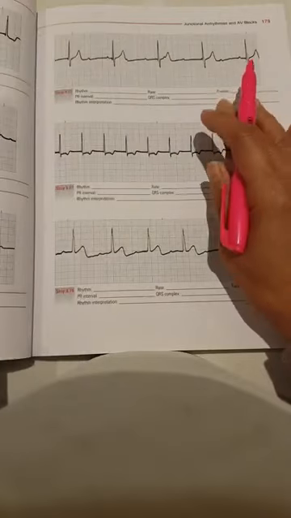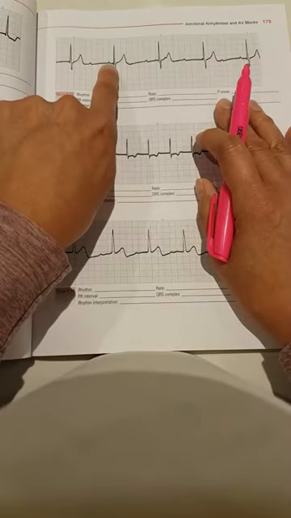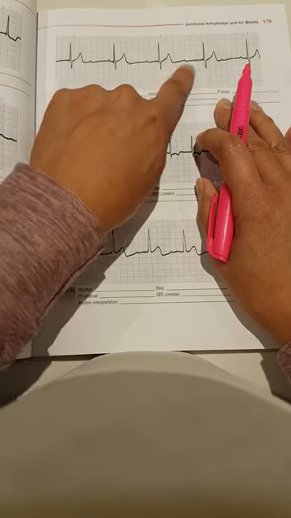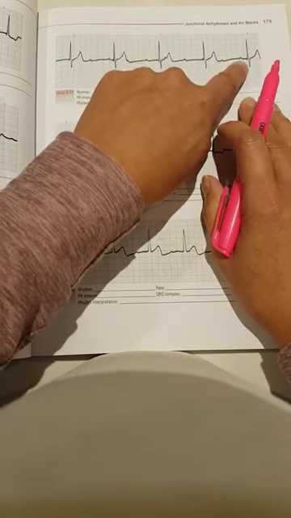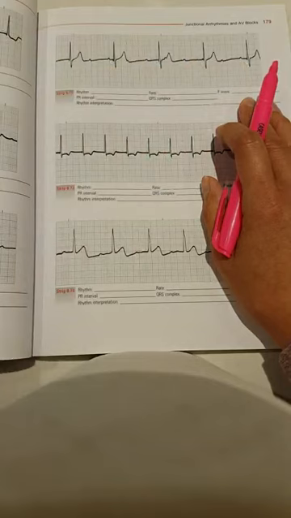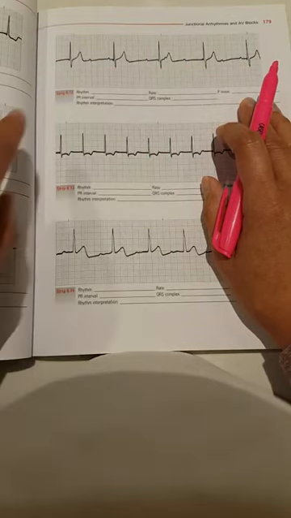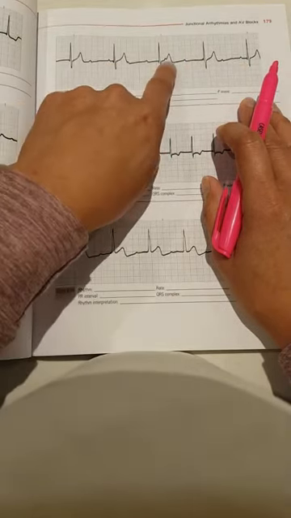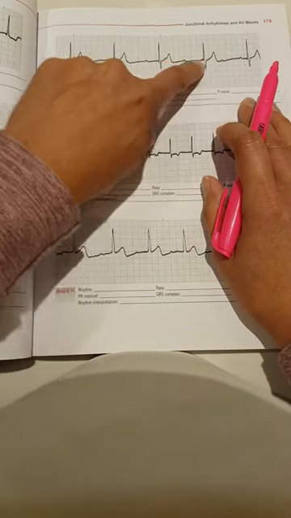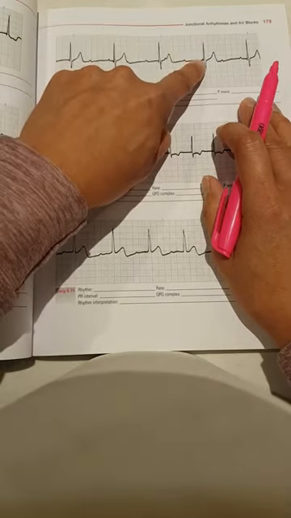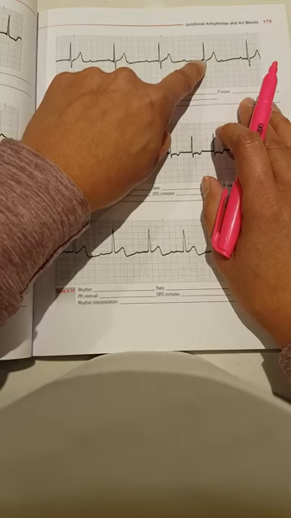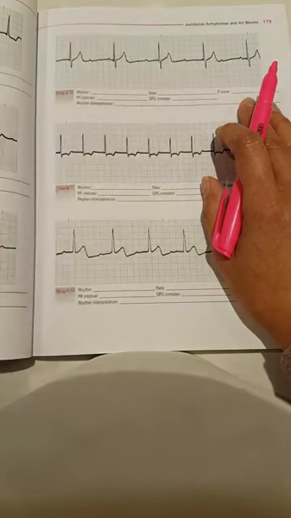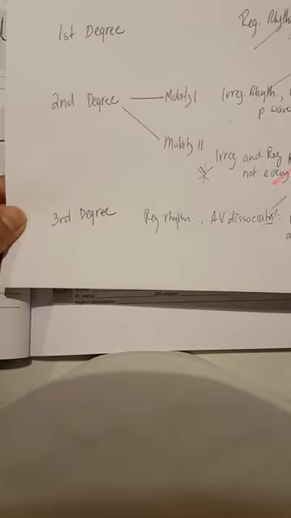For Mobitz 2, you need a constant PR interval. Well, we can quickly look at the strip and see that we don't have a constant PR interval. The other thing you can do is what I showed in a previous video, which is you can see that there's AV dissociation. You see that P wave in the ST segment? You see this P wave close and touching or almost on top of the QRS complex. So that's proof of AV dissociation. So this one, in fact, we can eliminate the Mobitz 2, and it is a third degree AV block.